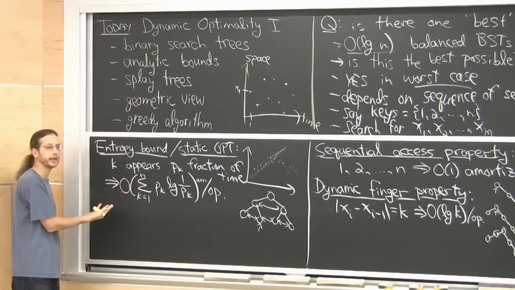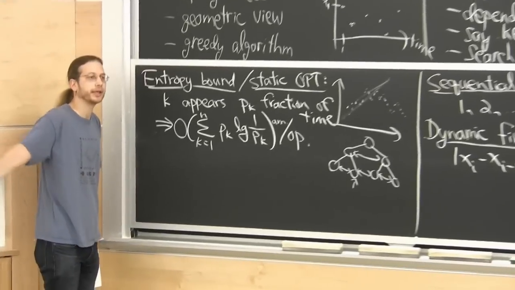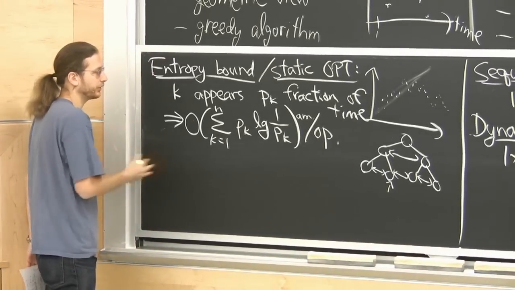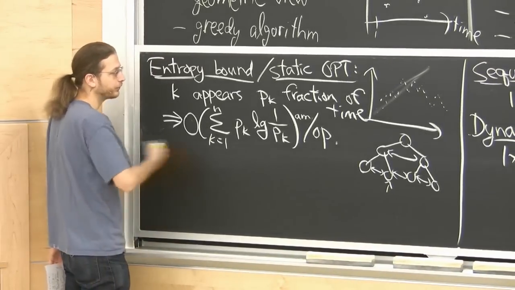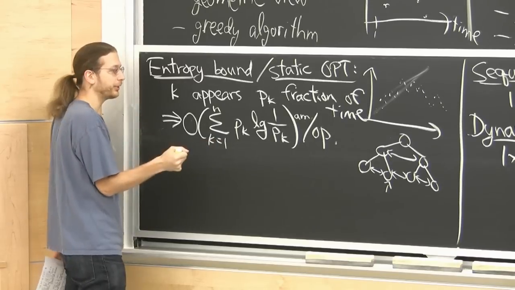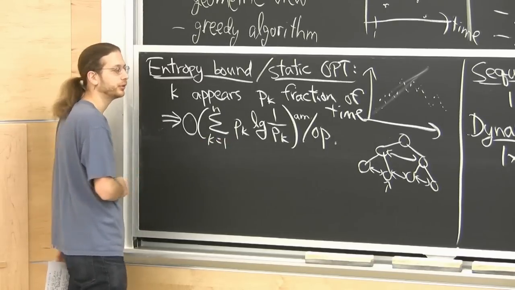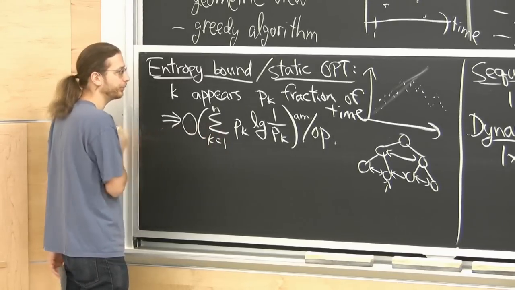In the worst case, it's log n. If, say, everybody's equally likely, everyone's accessed once, or the same number of times. But if it's highly skewed, like if only one element is accessed, the entropy will be constant. Or if a small number of elements are accessed, the entropy will be constant.